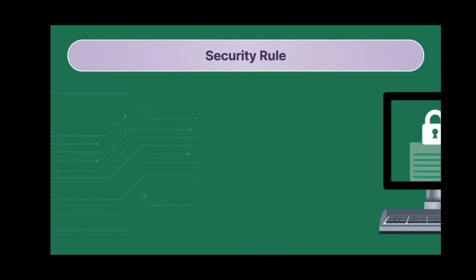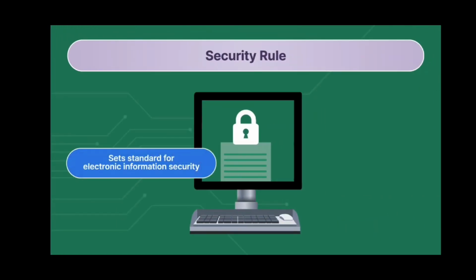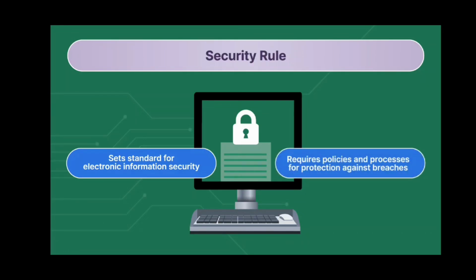The next rule is the security rule. This rule sets standards, which must be followed by all healthcare providers, for patient health information security in electronic form. It requires that all healthcare providers establish policies and processes for protection against breaches.